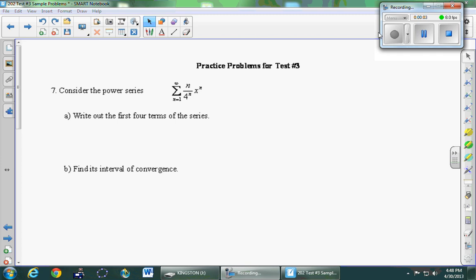This is problem number 7 on the practice problems for test number 3. Consider the power series, the summation of n over 4 to the n times x to the n. Part A, write out the first 4 terms of the series.